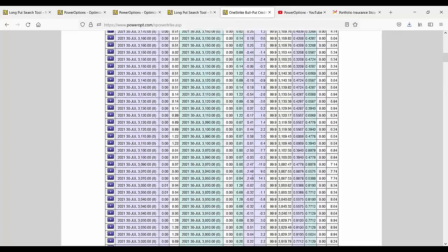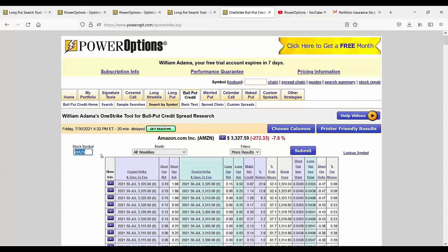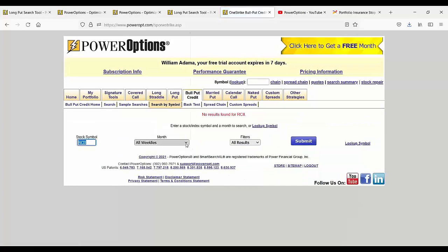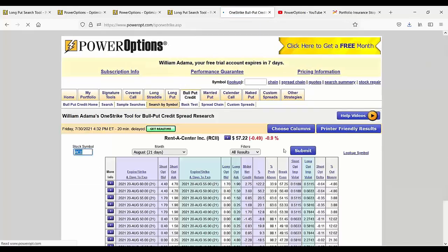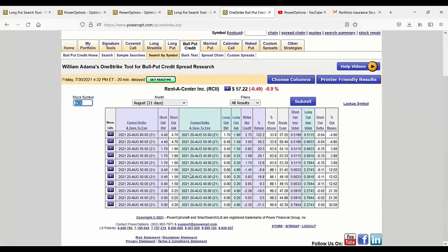This is a great tool for me to use if I'm thinking about doing bull put spreads on, what was that other stock I was considering today? RCII, for example, and I don't even think they offer weeklies, so I might not get any results yet. But let me just go to a set August expiration. See, now this isn't bad. It only offers 5-point strike differences.